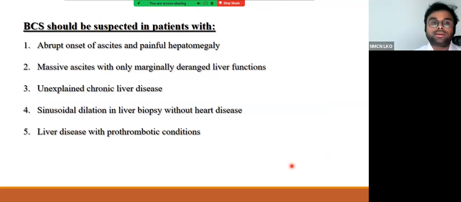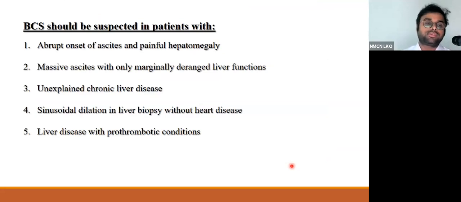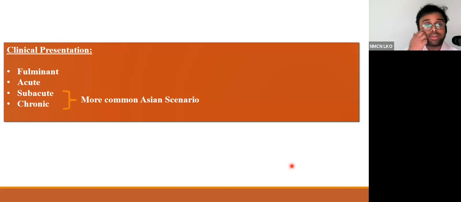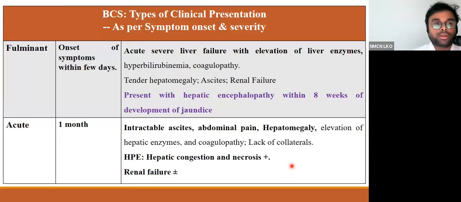It should be suspected in abrupt onset of ascites with painful hepatomegaly, massive ascites with only marginally deranged liver function, unexplained chronic liver disease, sinusoidal dilatation in liver biopsy without heart disease, and liver disease with prothrombotic conditions. So clinical presentation can be fulminant, acute, subacute, or chronic.